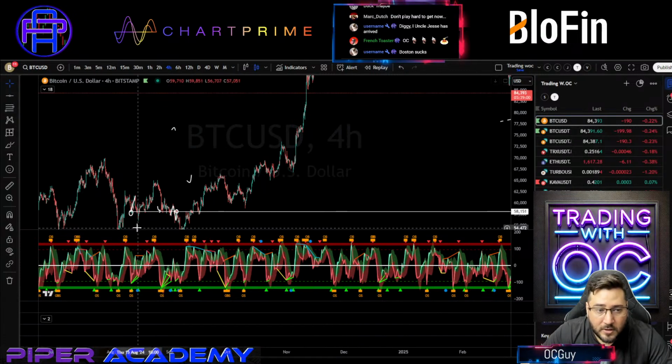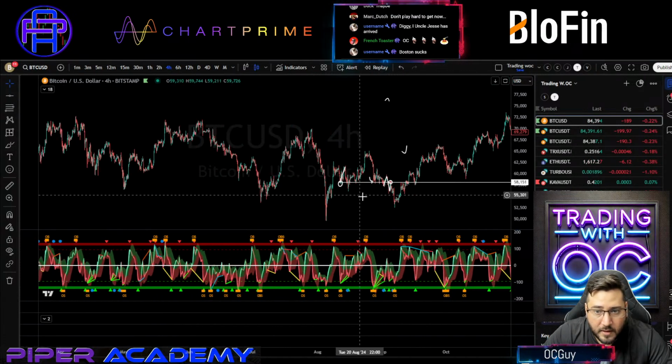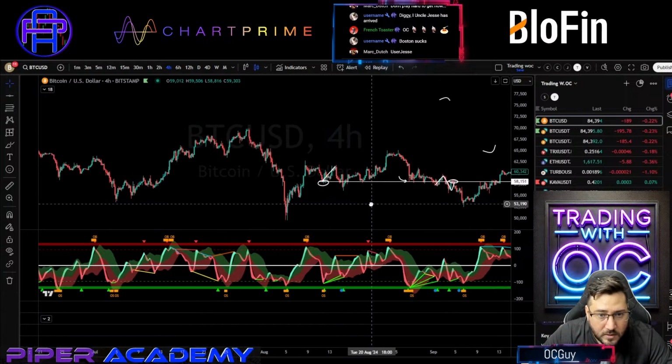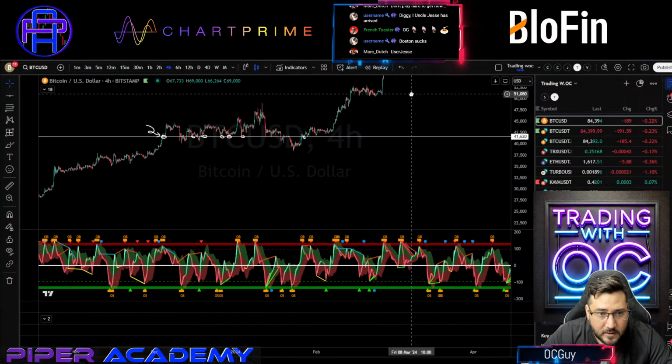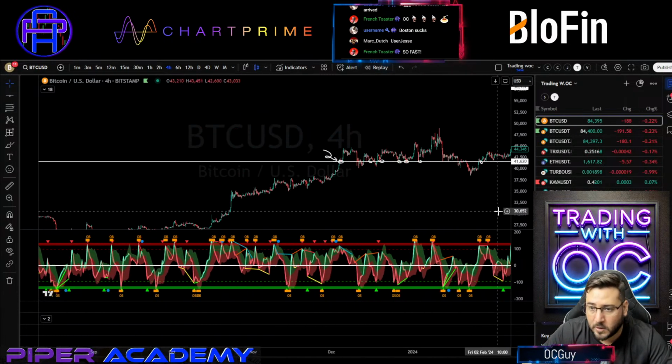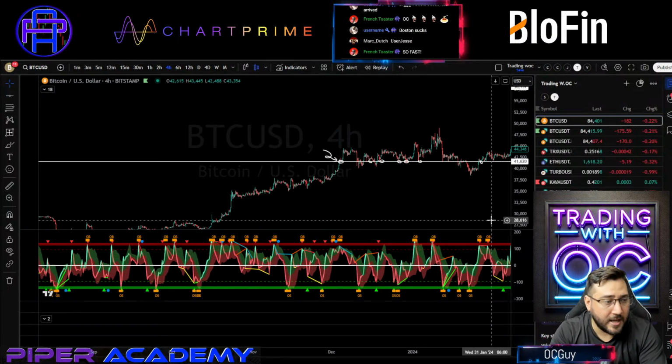Now, let's talk about the other area that we talked about, where was it? Very far to my left, which was this one. All right, so remember that I also mentioned that a support or resistance should be a zone.